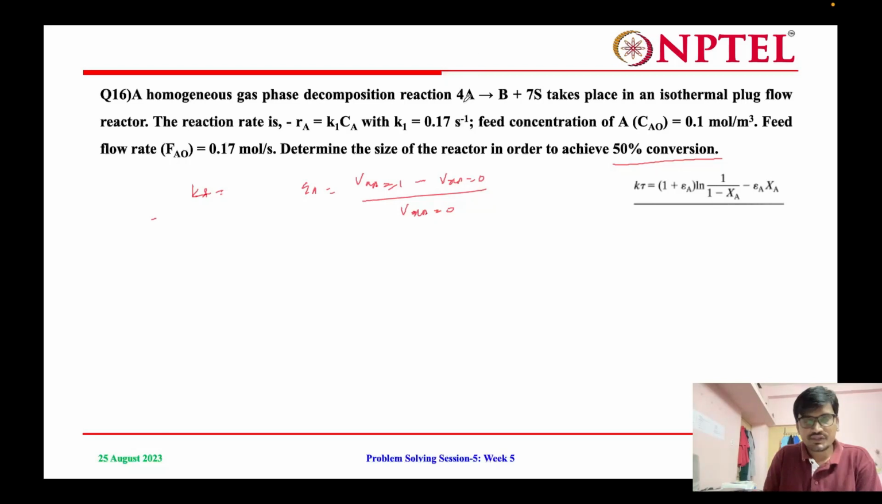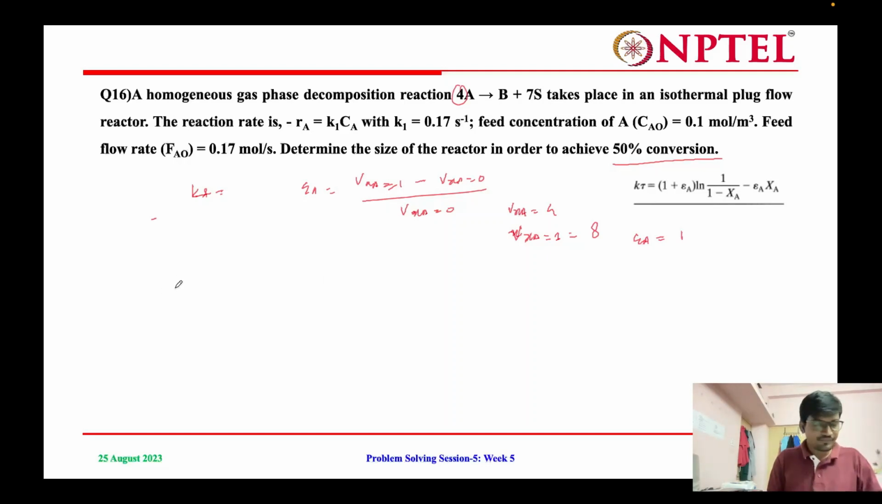So here the reaction given is 4A gives B plus 7S. So V is equal to 4 initially, and V at XA equal to 1 is 8, 1 plus 7. So epsilon A is 1. Right.